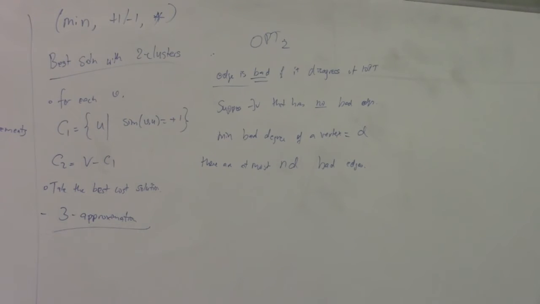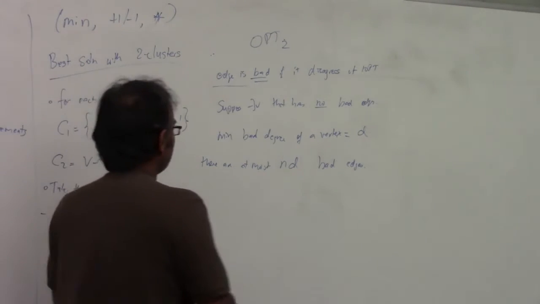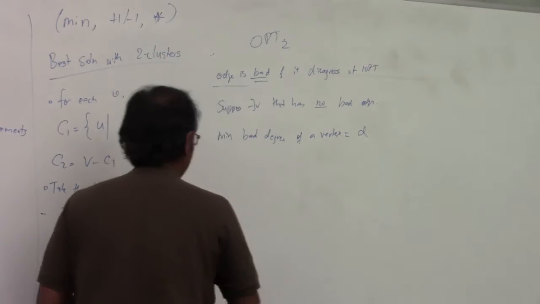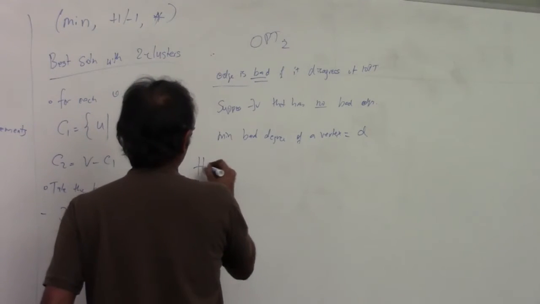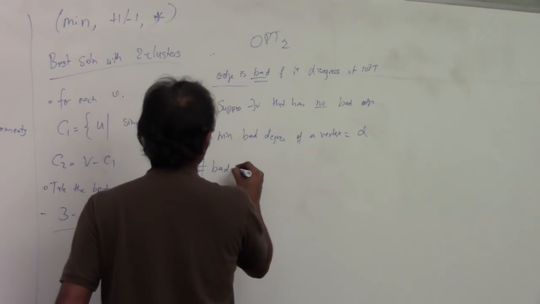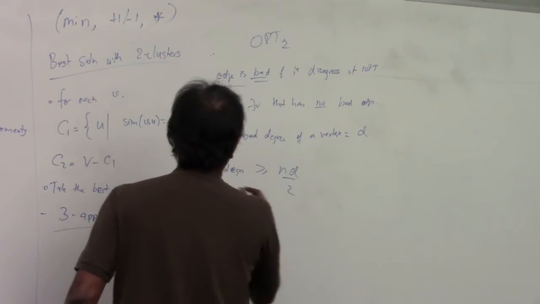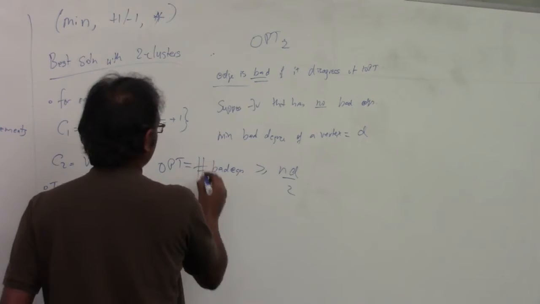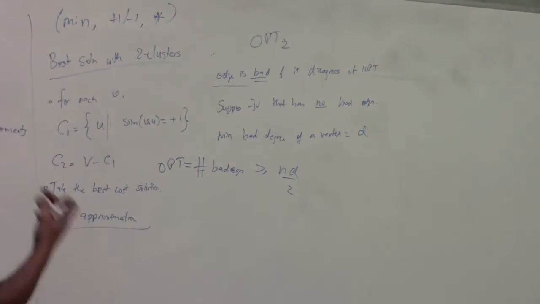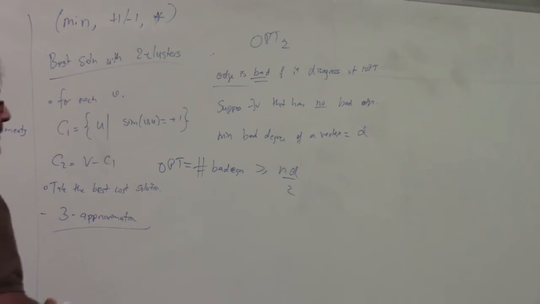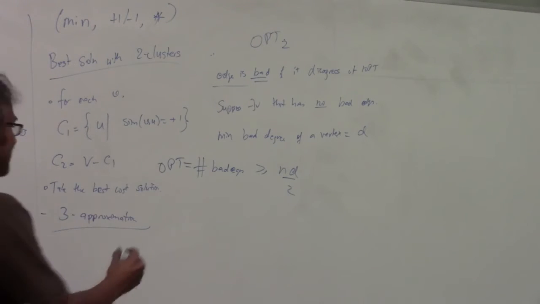Yeah, okay, so here's what we do know. If the min bad degree of a vertex is D, the total number of bad edges is greater than or equal to n times D over 2. And remember, this is odd. Right? So the min bad degree of a vertex is D, then every vertex has at least D things that are bad coming out of it. So the total number of bad edges is at least this much.